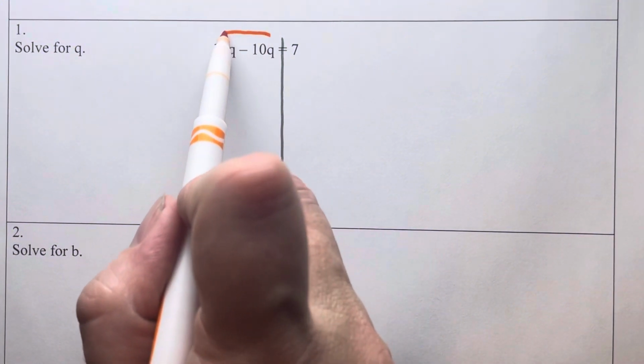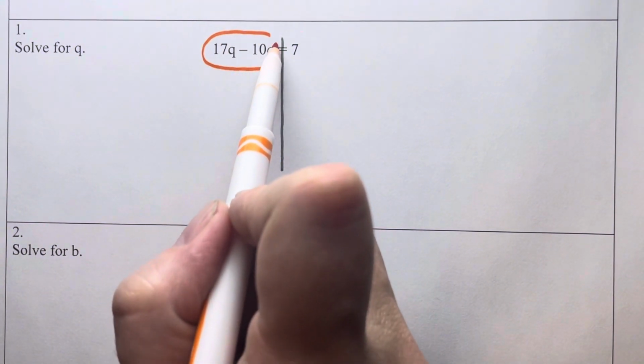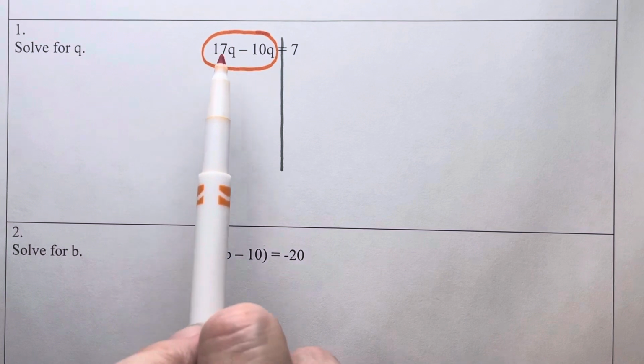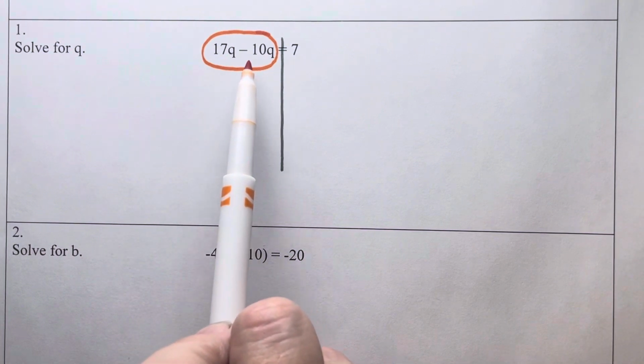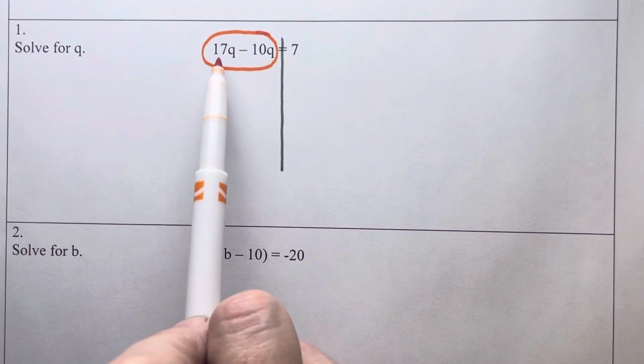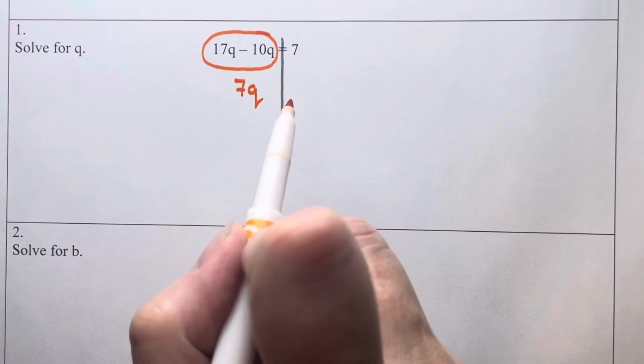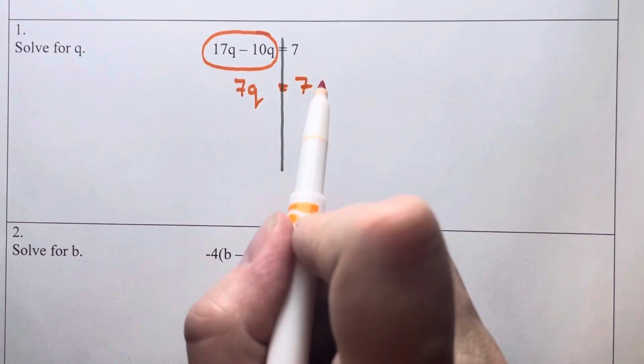Since I have 17q minus 10q, both on the left side of the river, we're going to combine those. And so if it helps you, think of those q's as something tangible, like queens. 17 queens minus 10 queens, well, that is 7 queens, or 7q, which now equals 7.